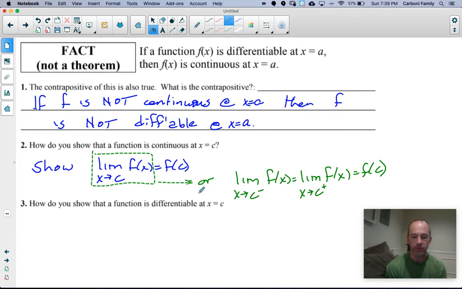To show that a function is differentiable, it's really two steps. First, you show that f is continuous.